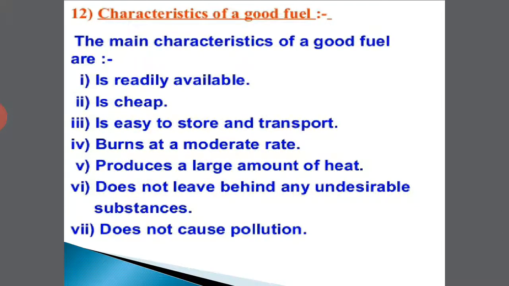Characteristics of a good fuel. The main characteristic of a good fuel is that it is readily available. We will consider a fuel good only if it is available in abundance, in sufficient amount. It is very cheap. It is easy to store and transport. Definitely, then and only then it will be a very good fuel.